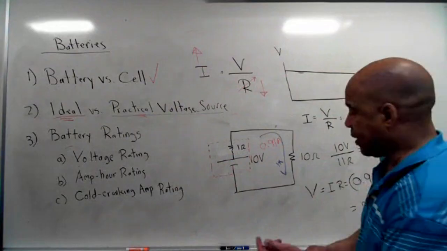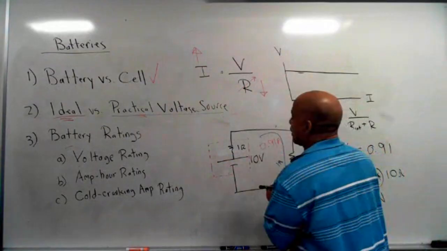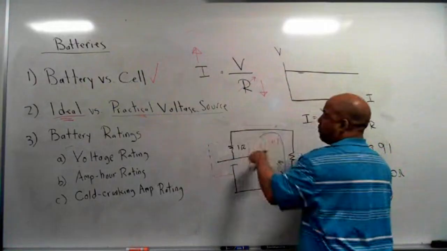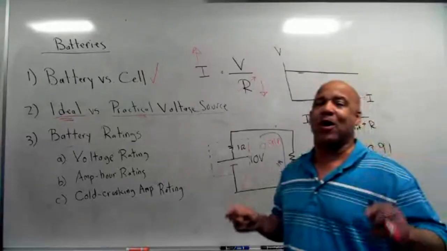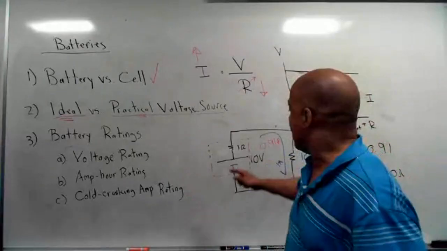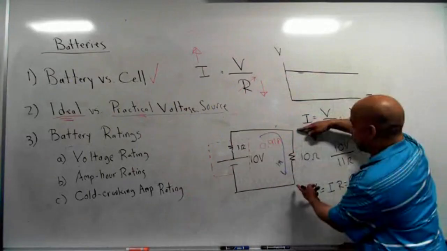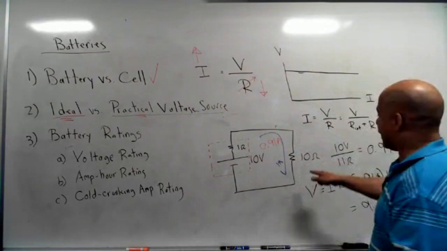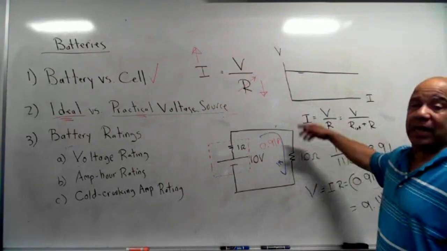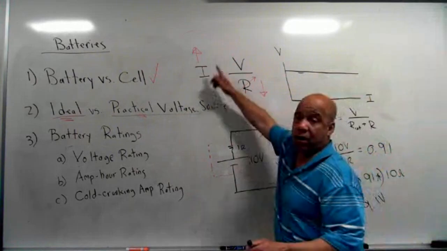Well, here's the problem. Let's say I increase the current. If I increase the current, the more current I pull from the battery, the bigger the voltage drop is here, which means the less voltage I'm going to get over here. You can really see it if I do this. What if I lower this? Remember, when I lower resistance, the current goes up.